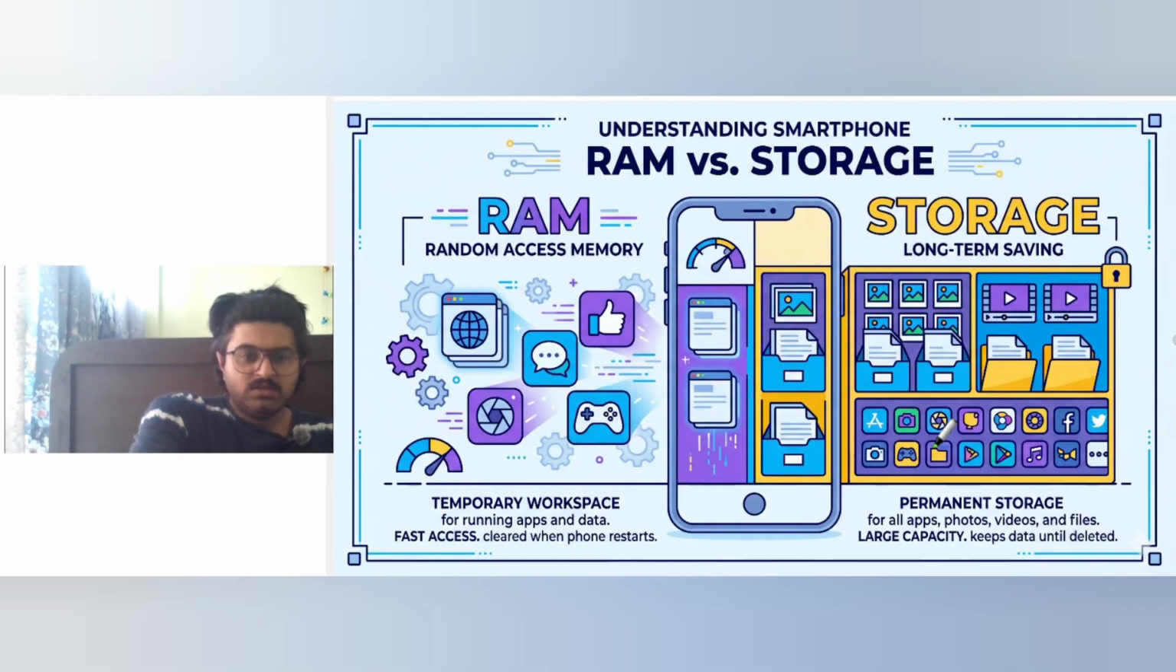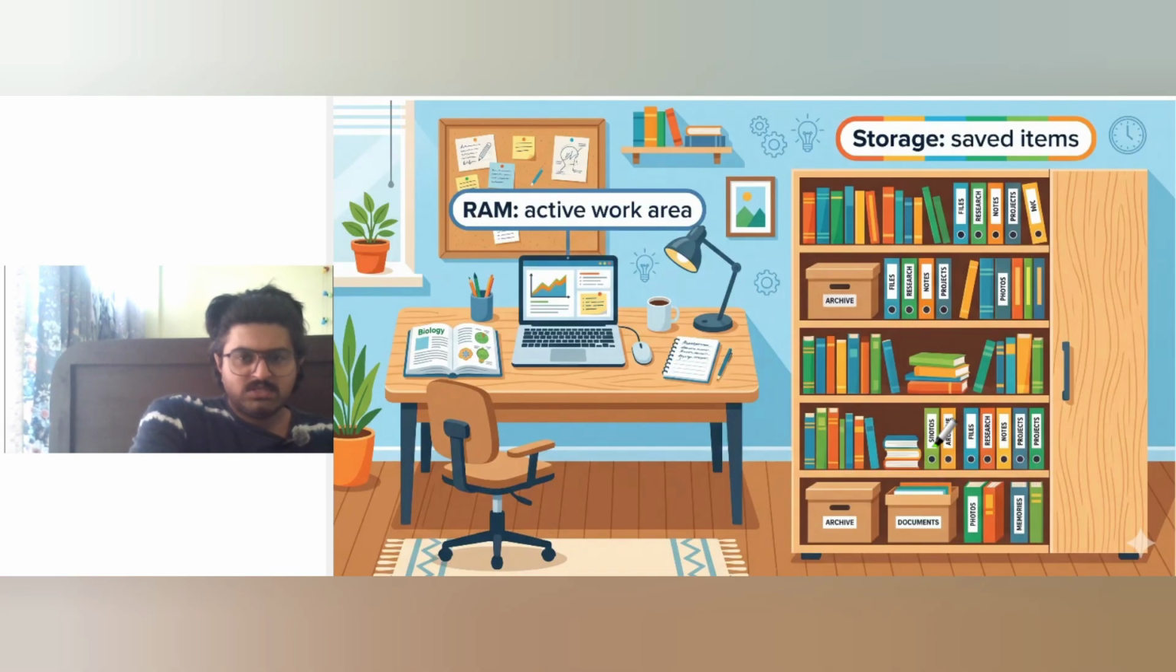Let us understand this with a cupboard analogy. RAM is like the active work desk. You have some notebooks open, a laptop is there, your pen is there. So the desk is like RAM. RAM holds the apps and data your phone is using right now at that particular moment.